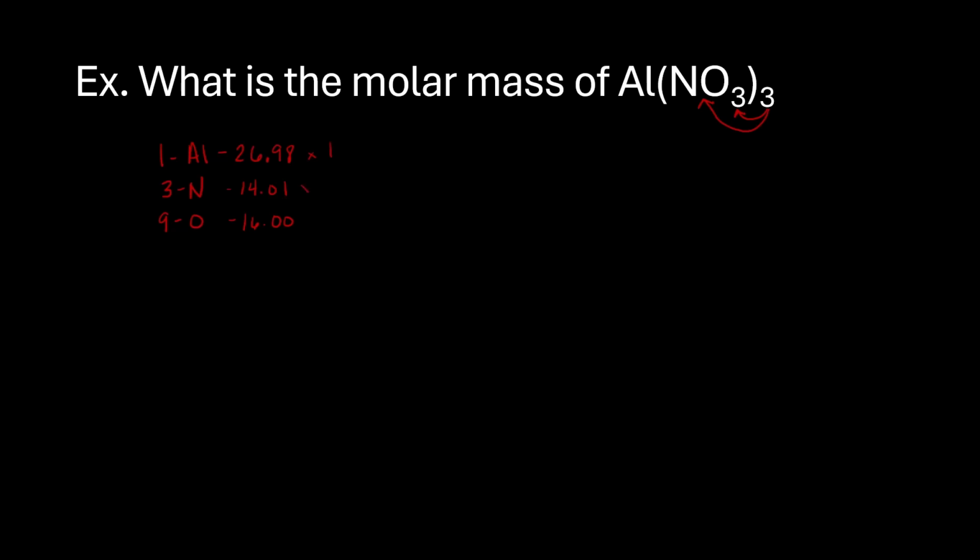You multiply by the amount of atoms you have, and that is going to lead you to 26.98 for your aluminum, 42.03 for nitrogen, and 144.0 for oxygen. You add them all up, and you should get 213.01 grams per mole. Again, make sure that you write your units down. If you don't, you will not get credit. So units are going to be super important throughout the class.